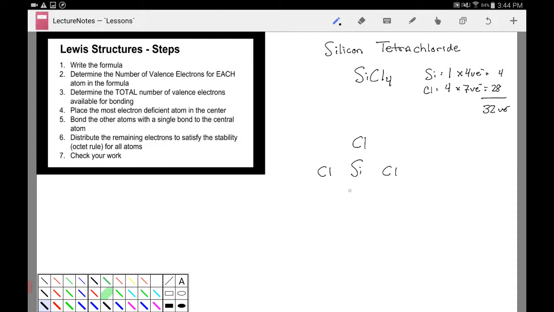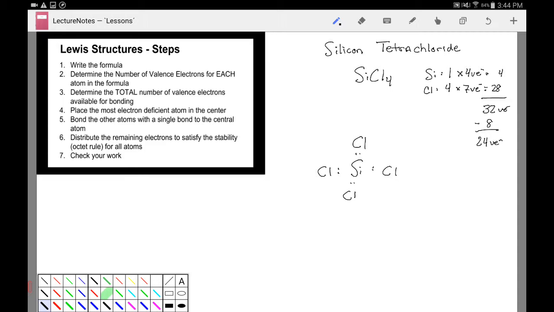To get started with drawing the structure and putting in the electrons, we're going to connect each of those chlorines back to the central atom with a single covalent bond, which is a pair of shared electrons. To make those bonds, we needed to use 8 of our valence electrons, which brings us down to 24 remaining.